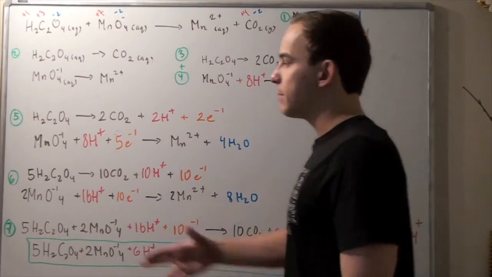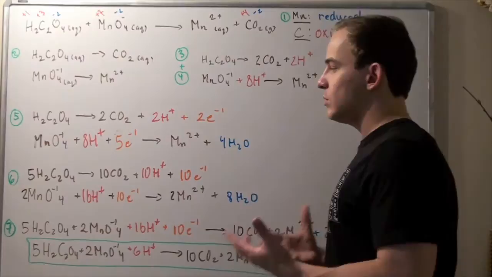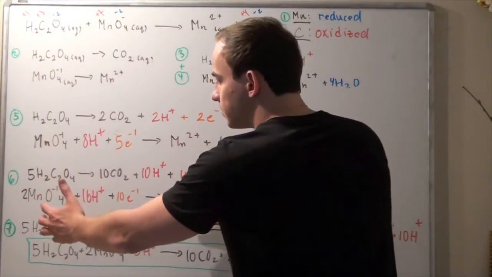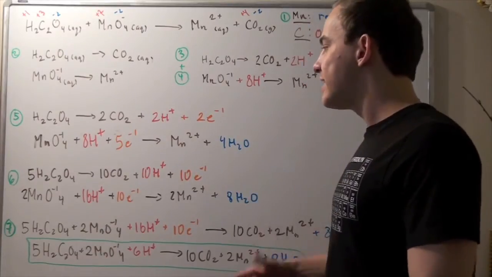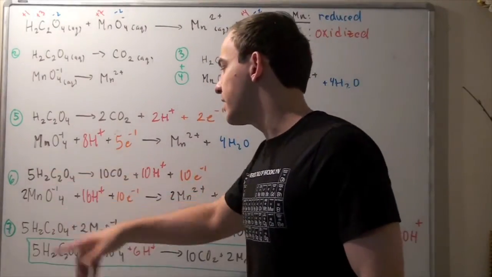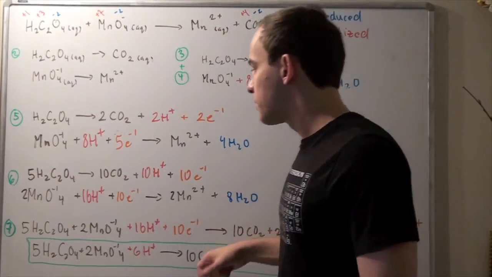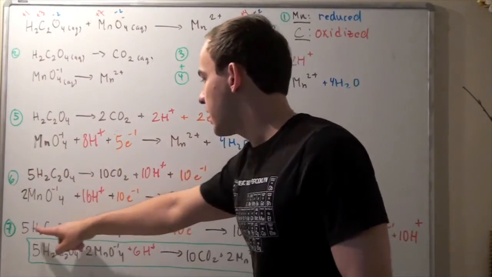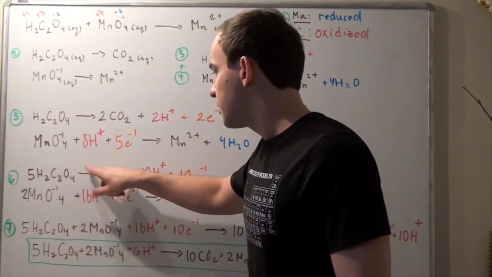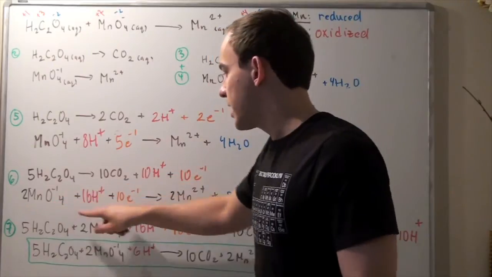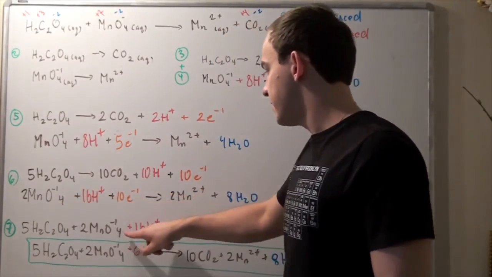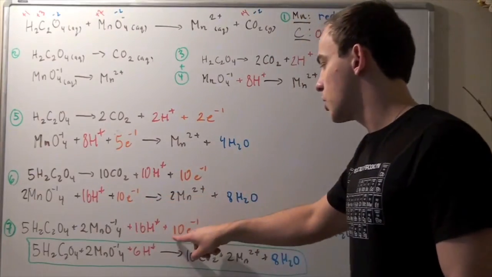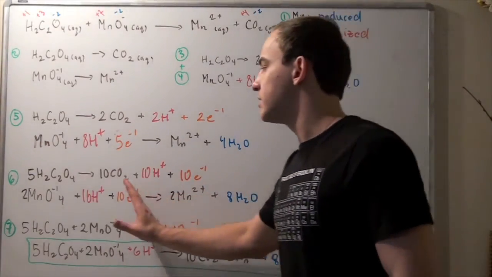Now when I go from step 6 to 7, I basically want to add these equations up. Right, I want to add my 2 half reactions. So I add everything on the left side, and then I add everything on the right side. So I get this whole reactant, plus 2 of these, plus 16 of these, plus 10 electrons. And now I'm done with everything on the left side.